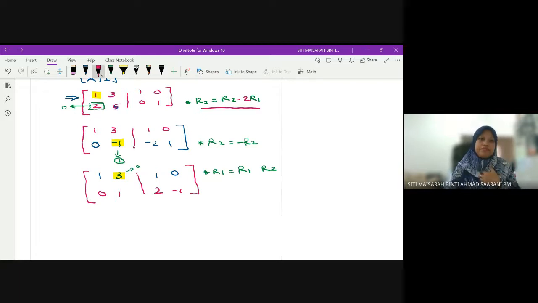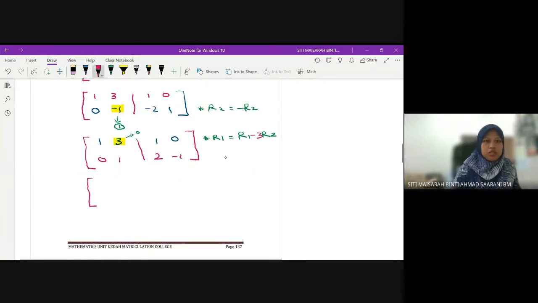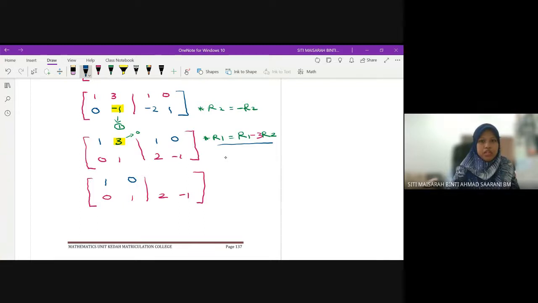Minus or plus? Minus. So this becomes minus, R2 we multiply by 3. Then we can calculate. The second row we copy because it does not change. For the first row, you have to use R1 equals R1 minus 3R2. The first part becomes 1 minus 3 times 0, so this one is 1. And the second one becomes 0. And then the third one, R1 minus 3R2, 1 minus 3 times 1.